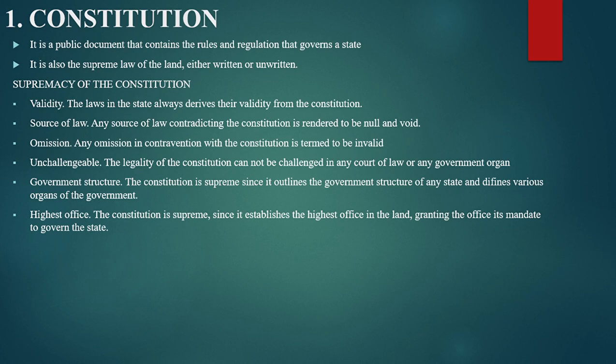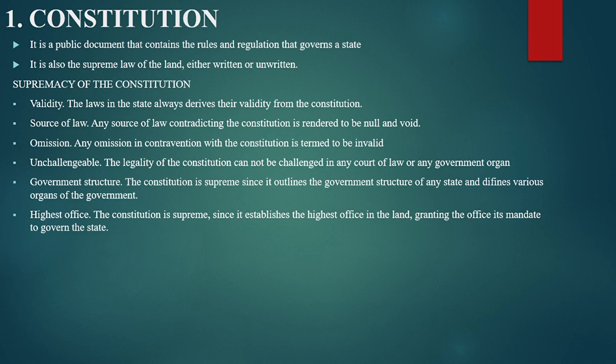Government structure. The Constitution is supreme since it outlines the government structure of any state and defines the various organs of the government. For instance, in Kenya, the Constitution established the various arms of government, for instance, the executive, the legislature, and the judiciary. Also, the Constitution is supreme because it establishes the highest office in the country.